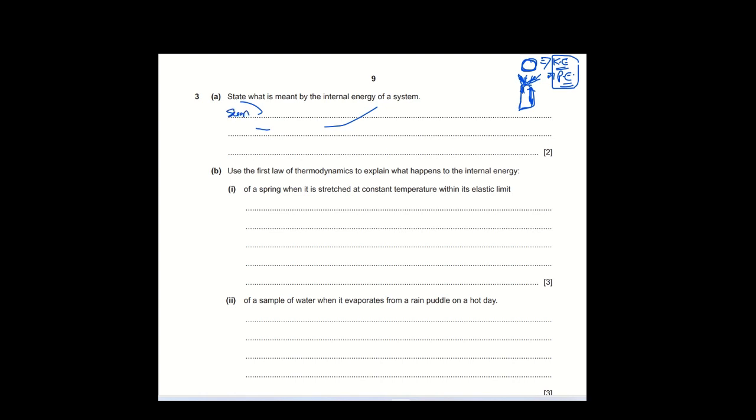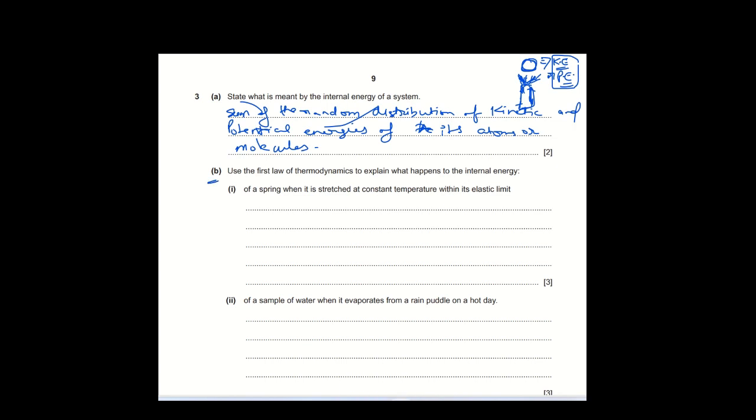it is defined as the sum of the random distribution of kinetic and potential energies of its atoms or molecules.